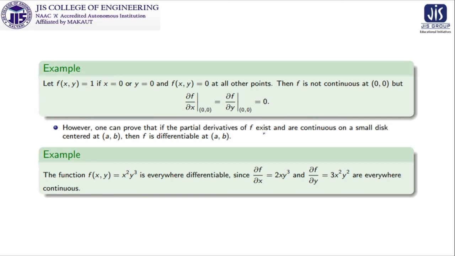So look at the example of the next problem. Suppose f(x,y) is equal to 1 at x equal to 0 and y equal to 0, and f(x,y) equal to 0 at all other points. Then f is not continuous at (0,0), but look at this, del f del x and del f del y exist. So the motto of this example is to establish the claim of the last slide, that existence of partial derivatives does not even guarantee continuity.